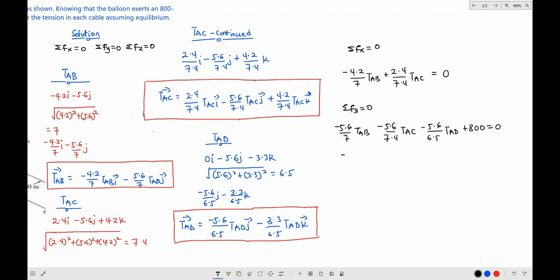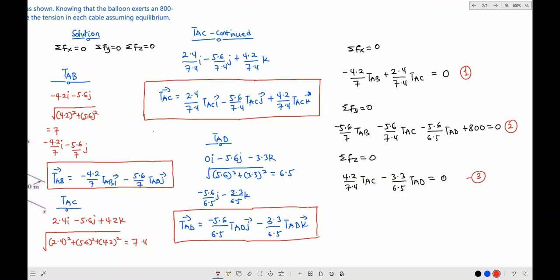So now let's consider the sum of the forces in the z-axis direction. TAB doesn't have a z component, so that will be 0. And then for TAC, we have the z component to be 4.2 on 7.4 TAC, and for TAD, we have minus 3.3 on 6.5 TAD. So this should be equal to 0. So then we have three equations. This is equation 1, this is equation 2, and this is equation 3.